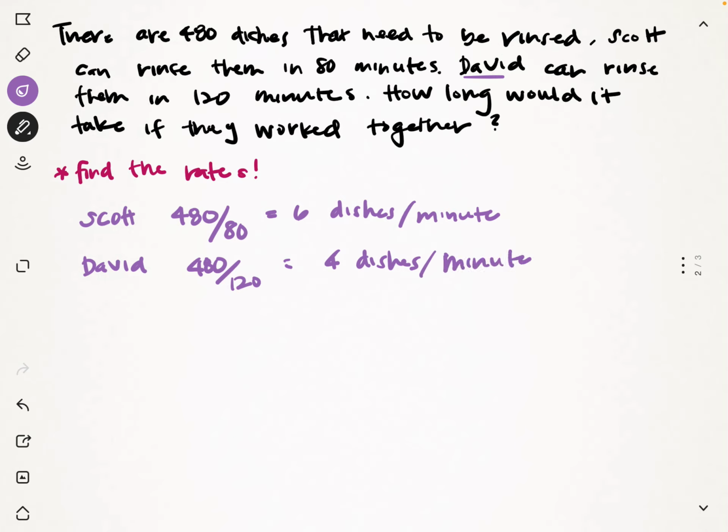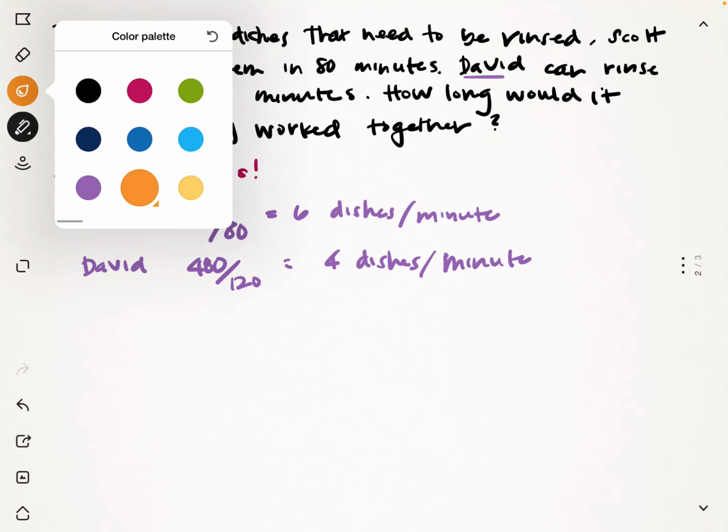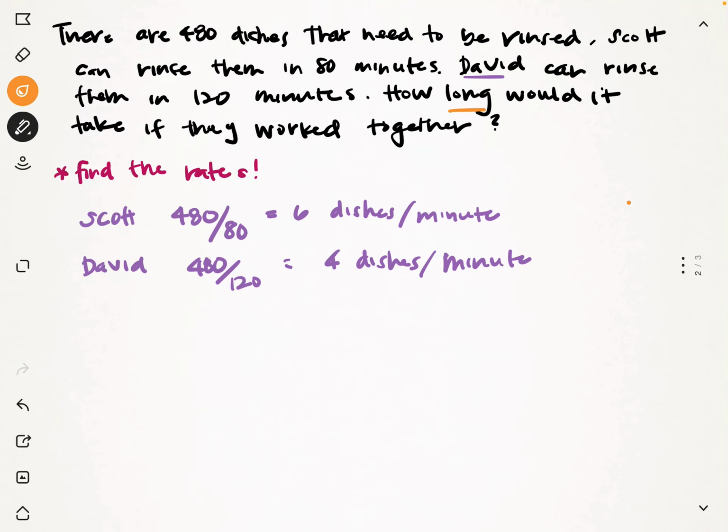Okay, so let's say here that x equals minutes, because that's what we're trying to find, right? How long? So let's say x equals time in minutes. So let's set this up. Well, Scott's going to do 6 dishes per minute. David's going to do 4 dishes per minute, and they have to wash 480 dishes altogether.